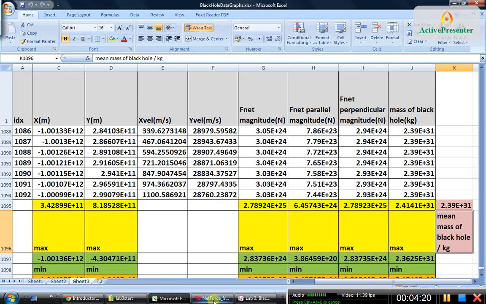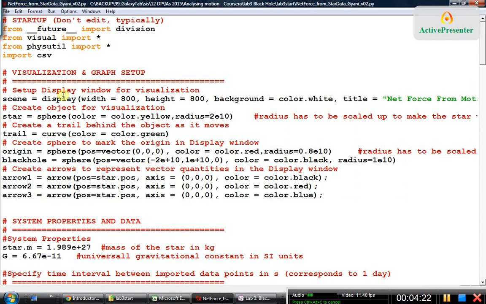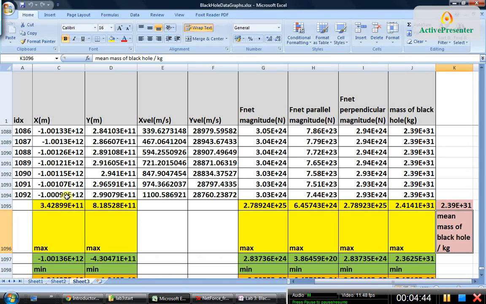Okay, now let me explain the code. Here I am initializing the star, which will appear as a yellow sphere in my simulation, and I scaled up its radius to 2 × 10^10 so that it will be visible on the screen, because the distances are of the order of 10^12. So x and y are of the order of 10^12 and 10^11 meters.